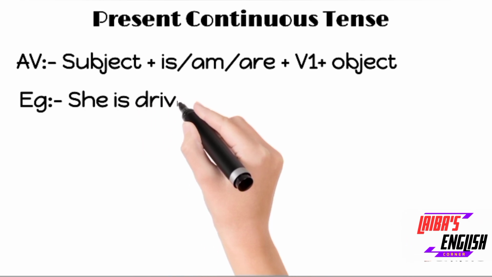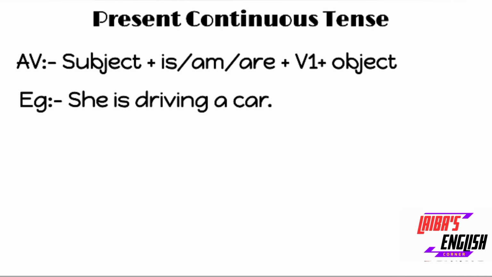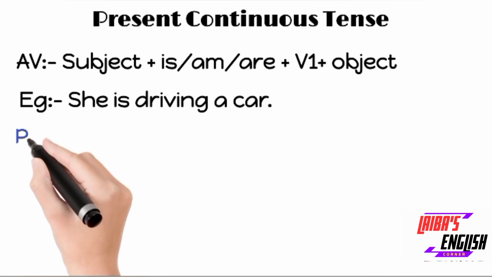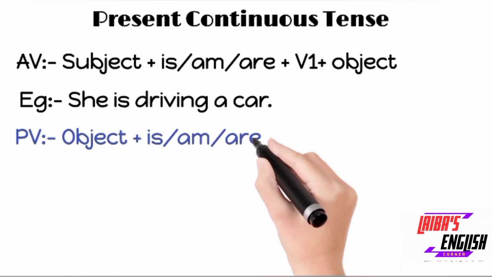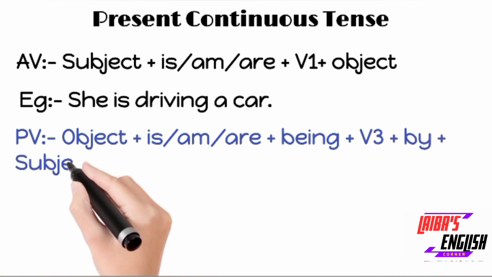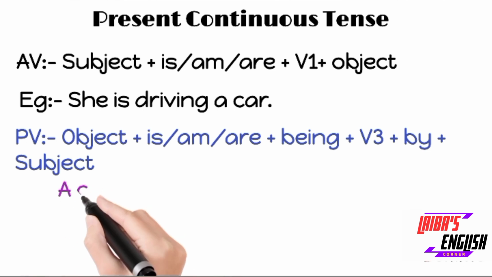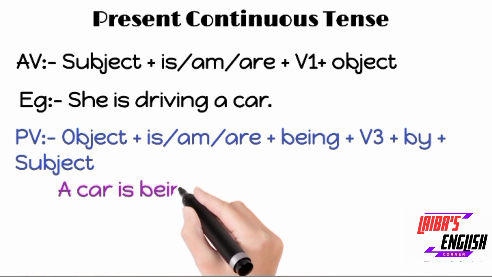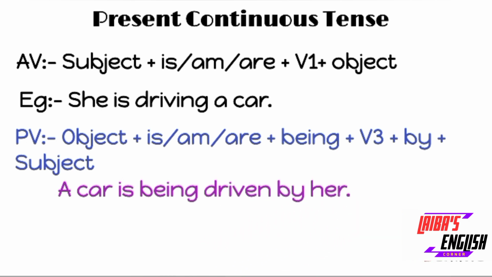Now we are going to take an example and we will change that example, okay? Example is, she is driving a car. So here, she is a subject, driving is a verb, a car is an object. So for making it passive, what we will do, we will take a car in the place of subject and we will use is/am/are as a helping verb. And remember one thing, the change here is that we are going to use being. Being plus third form of verb plus by plus a subject. She is driving a car. A car is being. A car is being. Why? Because it is according to the structure. A car is being driven by her.